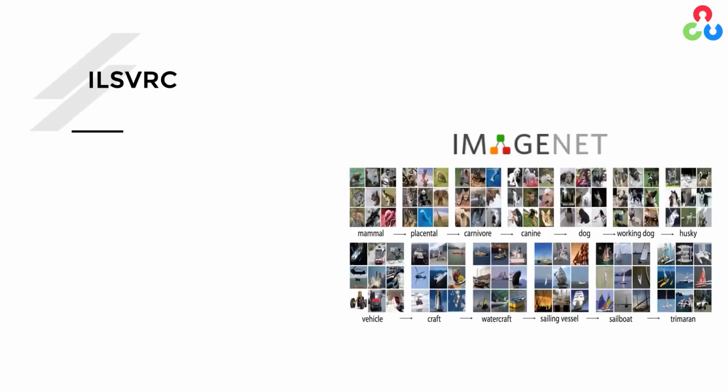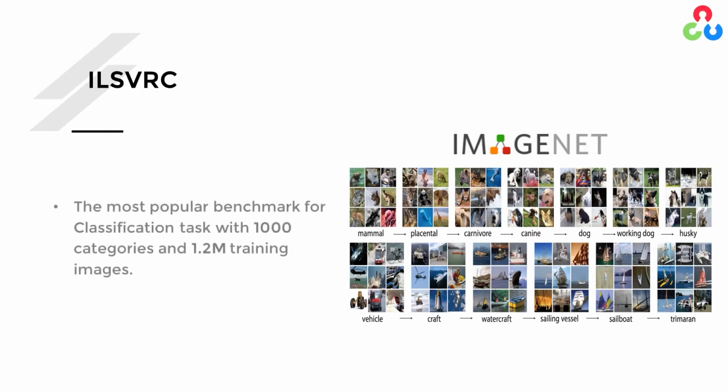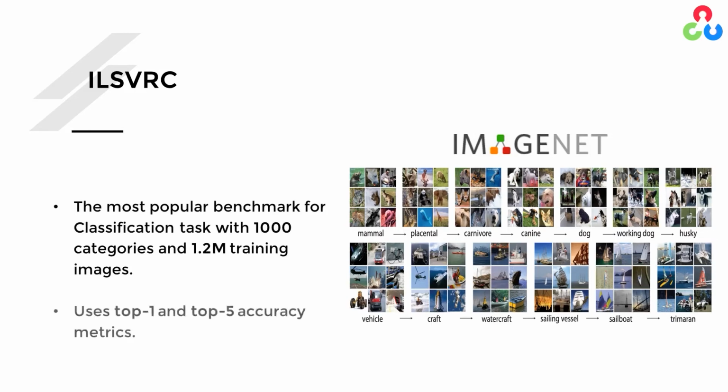It is called ILSVRC, which stands for ImageNet Large Scale Visual Recognition Challenge. We already know a little bit about the ImageNet competition. It is a very popular challenge for image classification with 1,000 different classes and over 1.2 million training images. There are 2 classification metrics that the challenge uses. One of them is called the top 1 error, and the next one is called top 5 error.